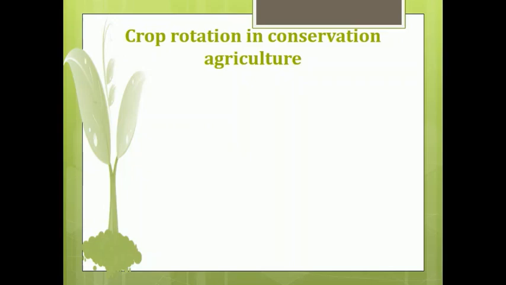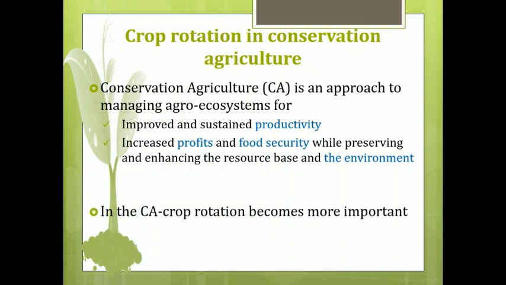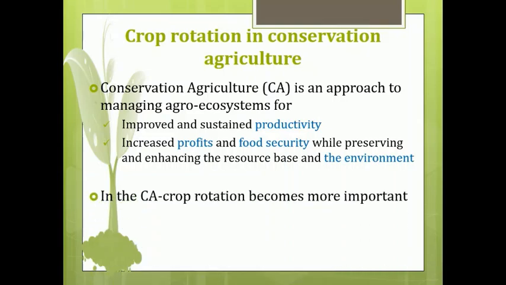Now let's look at how crop rotation is practiced in conservation agriculture. Conservation agriculture is an approach to managing agroecosystems for improved and sustained productivity, increased profits and food security while preserving and enhancing the resource base and the environment. In conservation agriculture, crop rotation becomes even more important.